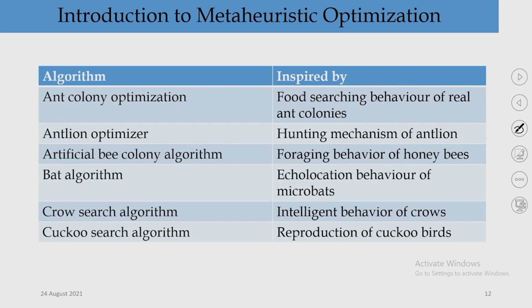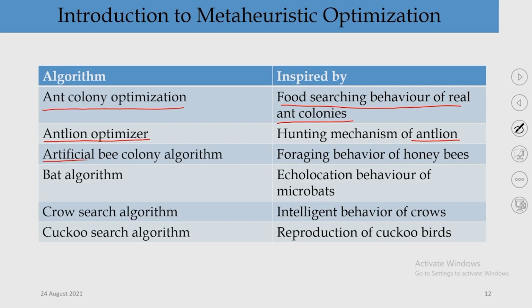Okay. Now, ant colony optimization, in the first class introduction also I said about that one. So, ant colony optimization is inspired by the food sourcing behavior of real ant colonies. Okay. So, how they are searching for food. Based on that, this algorithm has been developed. Then the ant lion optimizer. So, this is inspired by the hunting mechanism of the ant lion.